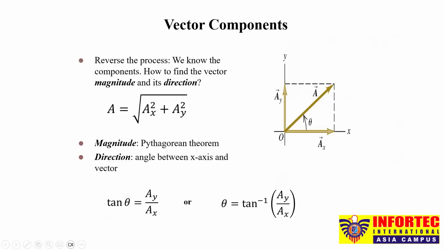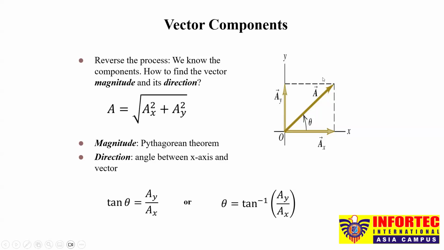How to find the vector magnitude and its direction. Here, vector A represents the magnitude of the resultant vector, right? Then we can convert the components. You can see Ax and Ay. Ax is parallel to the x-axis and Ay is parallel to the y-axis, right? It is situated in a right angle triangle, so for the magnitude we can use the Pythagorean theorem.